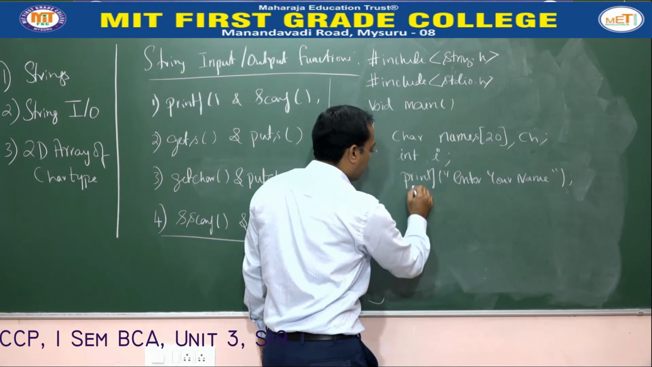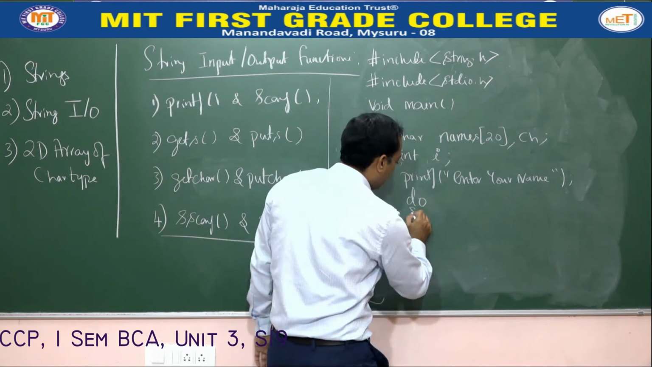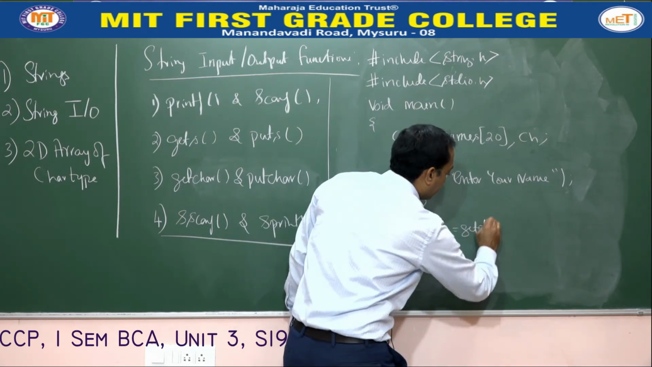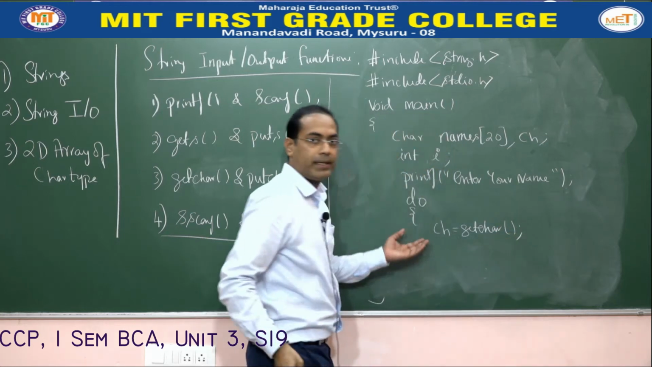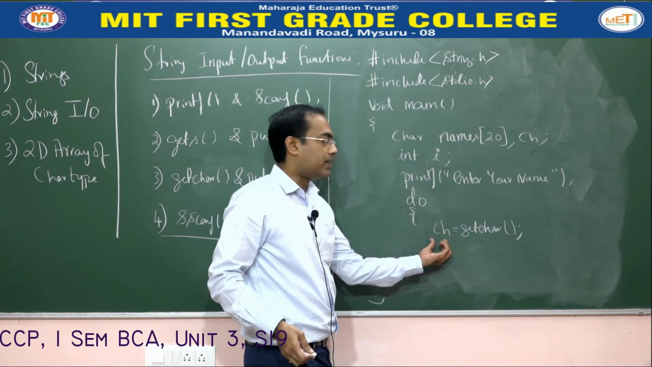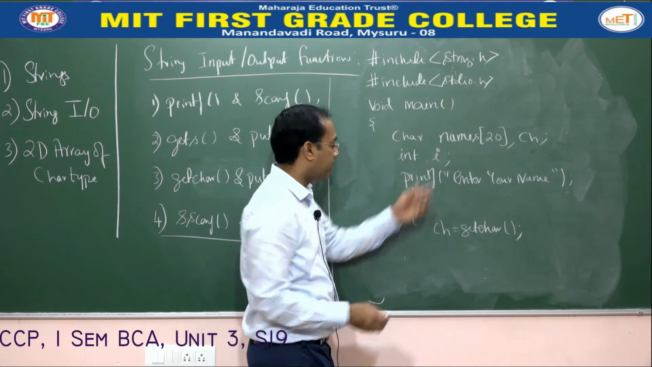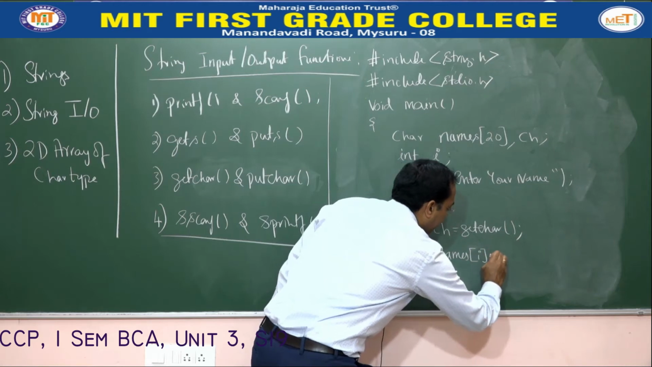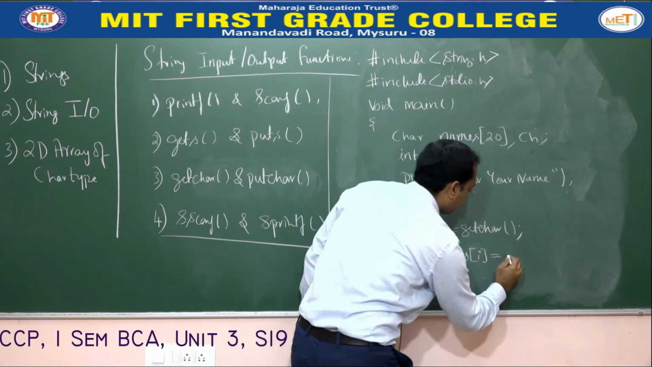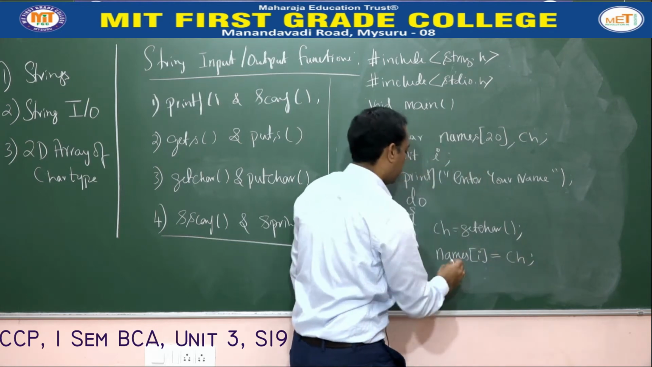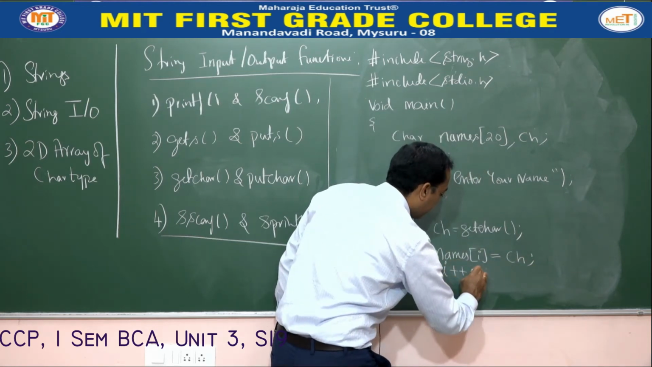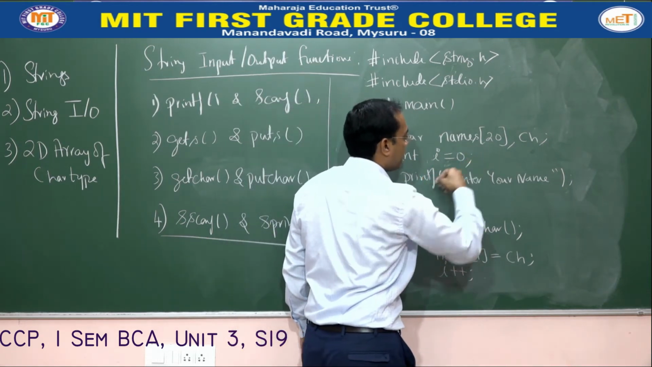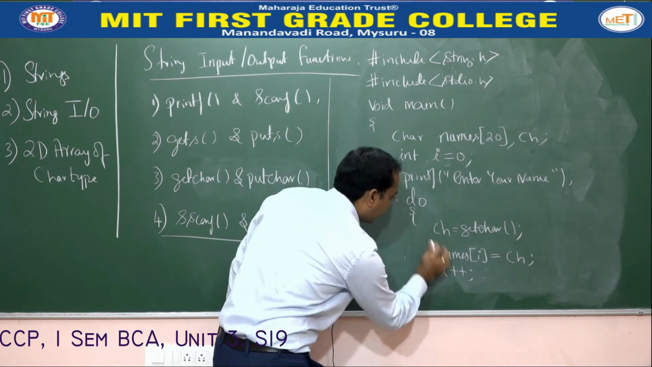Okay. Now we are going to use a do while loop. First I have to accept the character: ch is equal to getChar. Once we have read the character, we have to assign the character to the names. So name of i is equal to ch, and i plus plus. Okay, so this i is initialized to 0. Okay, we have completed.